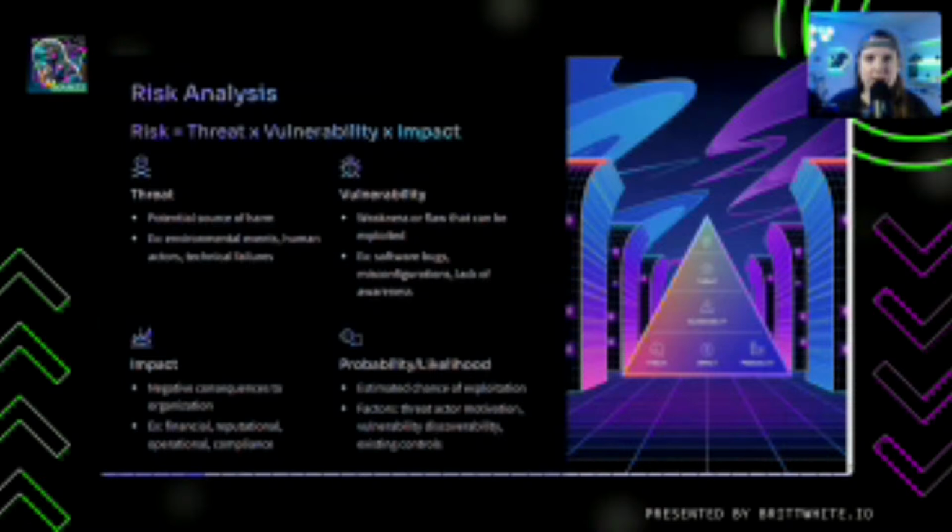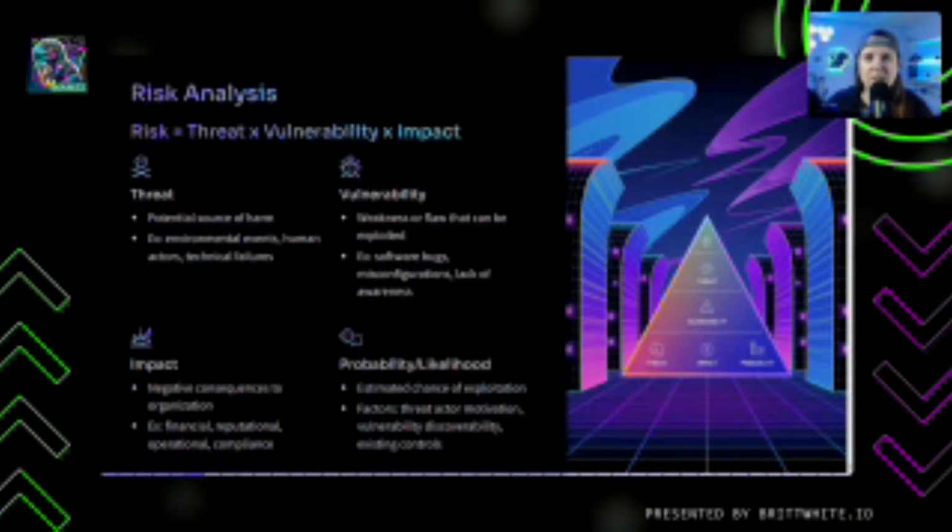Threats can be broad categories like environmental events, such as floods or storms, human actors like hackers or insider threats, or technical failures like system outages. An example of a significant threat is the ongoing increase in sophisticated cybercrime groups conducting ransomware attacks against healthcare organizations.